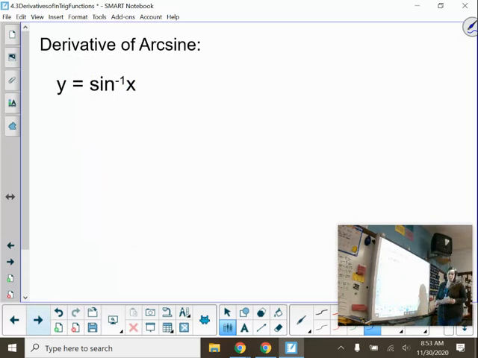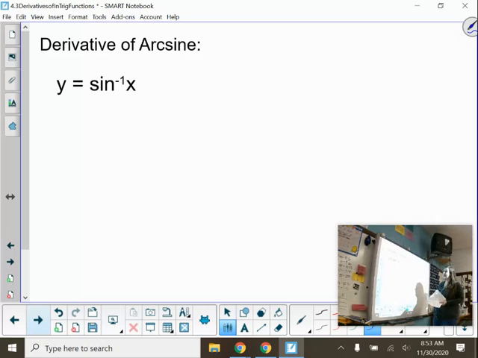Okay, so now that brings us to the actual trig derivative part here, which is the main reason why we're going through and doing this lesson. We're trying to find the derivative of arcsine, which is the inverse sine. And so we're given here that y is equal to the inverse sine of x.